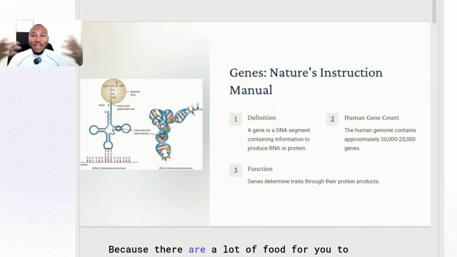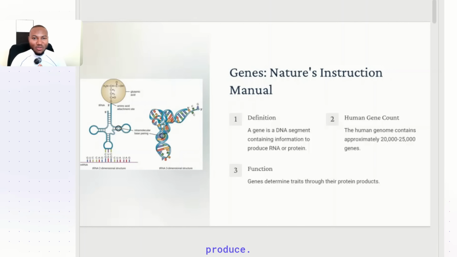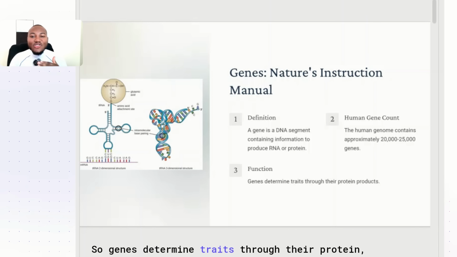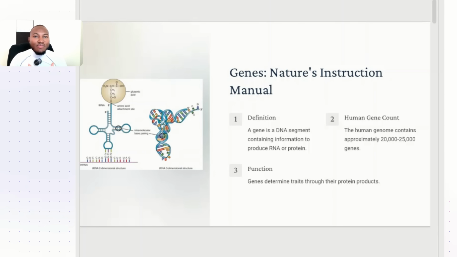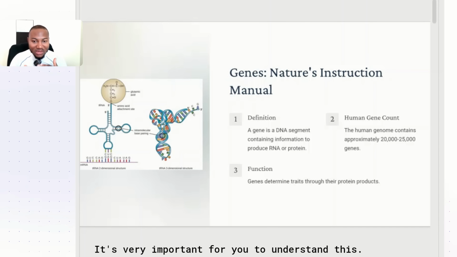Why? Because there are a lot of foods for you to produce. Right? Now, the human genome contains approximately 20,000 to 25,000 genes. What are the functions of these genes? That is what they will ask you in your exam. So genes determine traits through their protein products. They determine traits. It's very important for you to understand this.